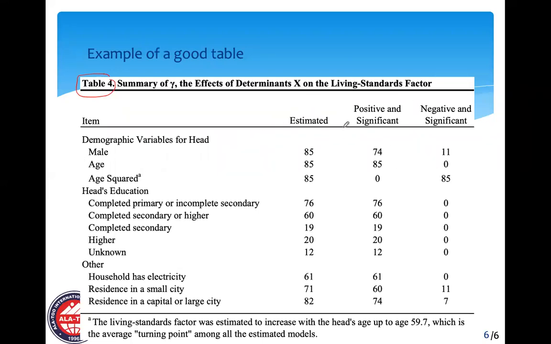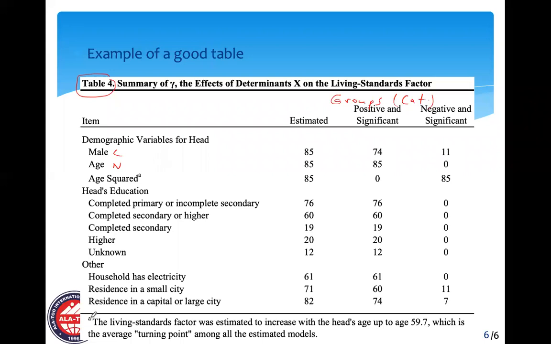Then we have here column variables: estimated, positive and significant, negative and significant. So the groups, let's say, these are the groups. Group variable, which is categorical. And here we have the outcome variables, such as demographic variables, male, age. Age is numerical. Male, female is categorical. Age squared, and so on.